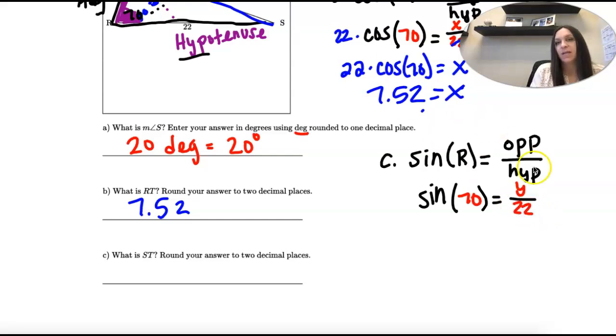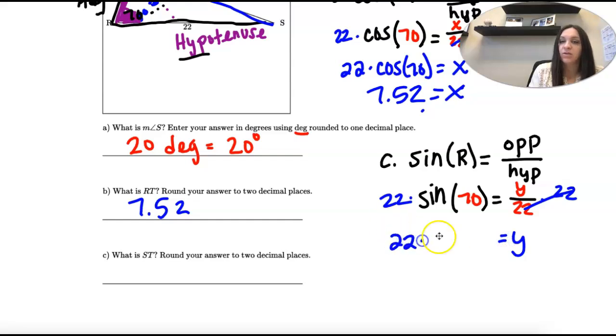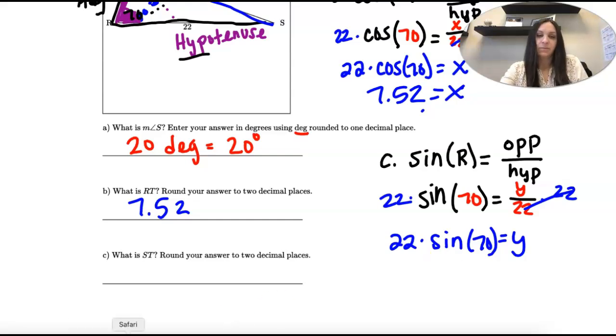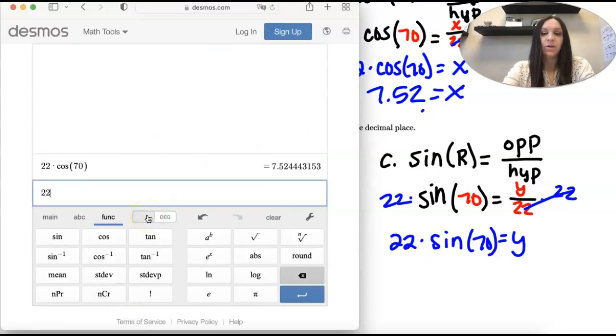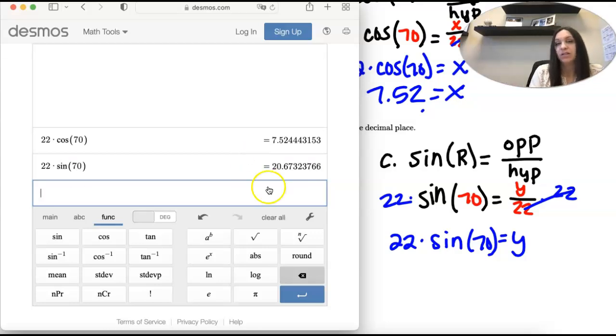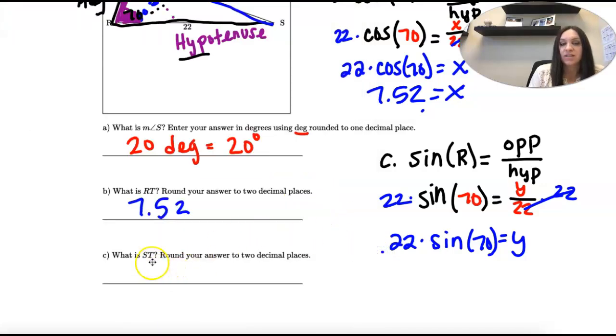So now let's solve. And it's the exact same steps. We're going to multiply both sides by 22. But now we're going to calculate 22 times sine of 70, not cosine. So 22 times, and I'm just going to type SIN, parentheses 70. And we're rounding to the nearest hundredth, so 20.67.